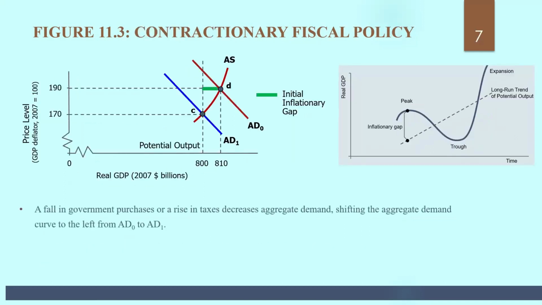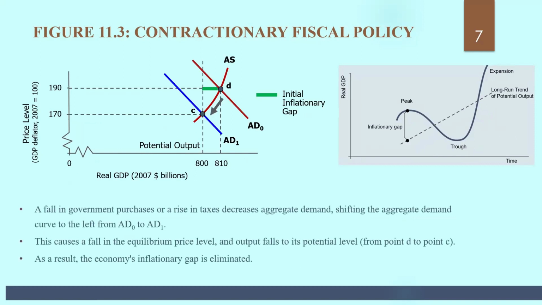Contractionary fiscal policy. So if government reduces spending, output will fall and price level will fall. And this will shrink the economy. So yeah, real GDP will fall and price will fall.